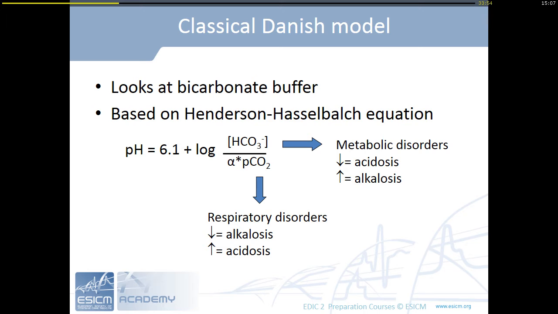Unfortunately, the classical Danish model, which we are all taught to look at blood acid-base according to, does not always work, okay? It's just a historical thing which does follow the rules of chemistry, and it looks essentially at the bicarbonate buffer system status. It says that the pH of the blood is determined essentially by the ratio between the concentration of bicarbonate and PCO2, and according to the shift in one direction or the other, the acid-base status is assessed. There are indeed some drawbacks to it.